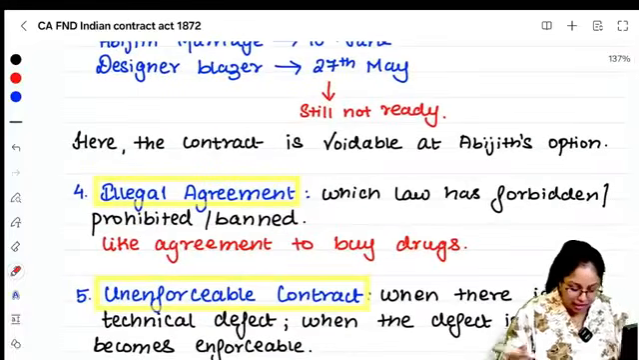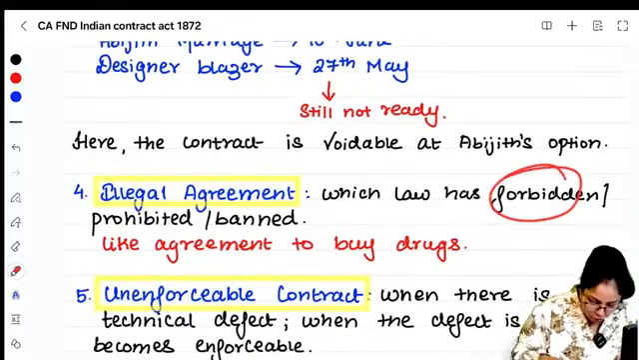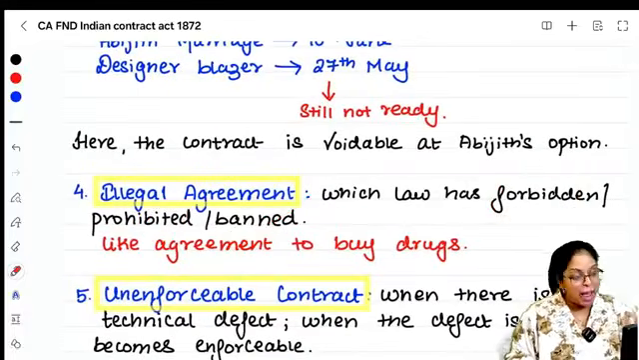Then we saw illegal agreements. Illegal agreements are those which are forbidden or prohibited or banned by law.